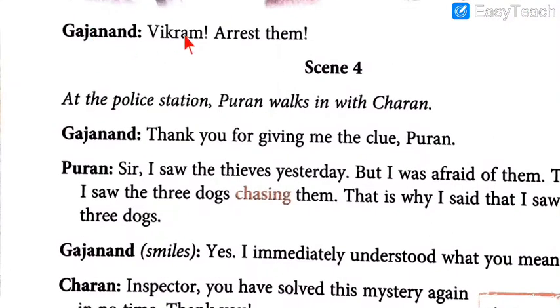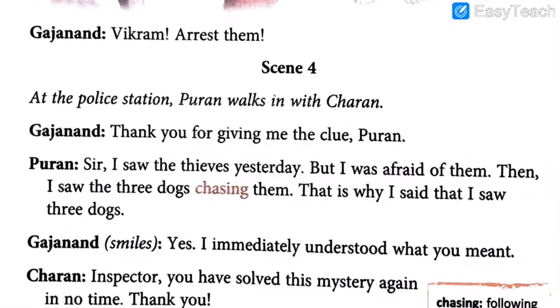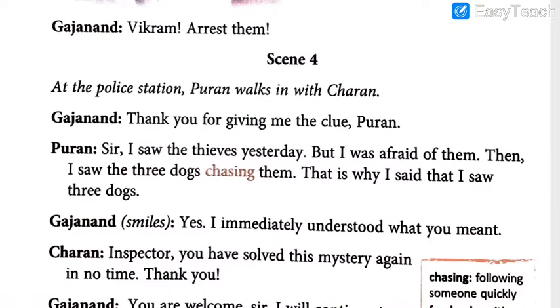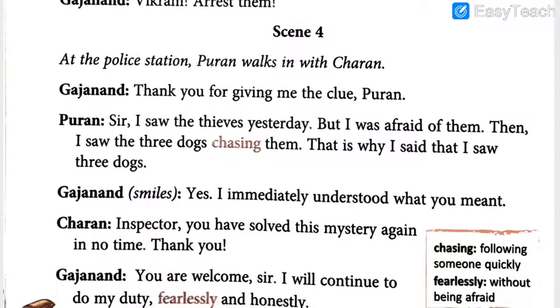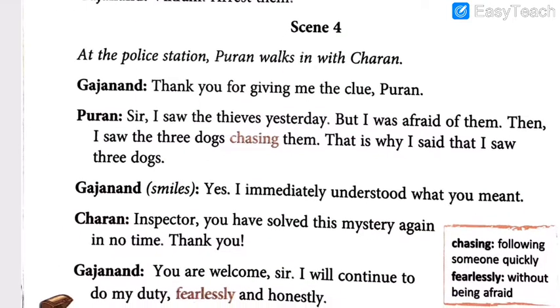Gajanan: "Vikram, arrest them." So, Inspector Gajanan says that, "Constable Vikram, arrest them, all the 3 thieves." So now students, finally all the 3 thieves were caught who robbed in the house of Charan. Now let's see what happens in scene 4.